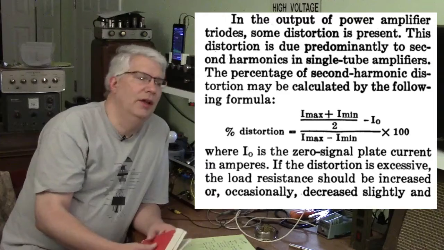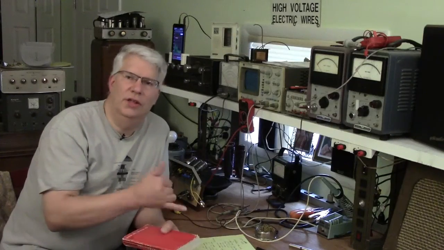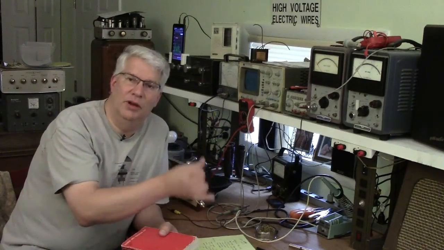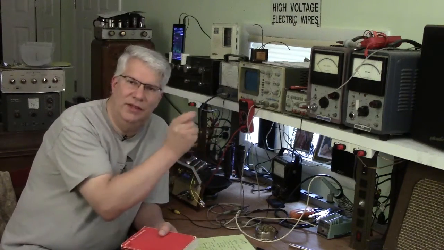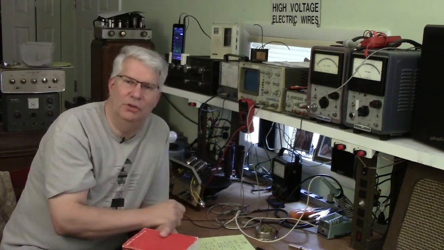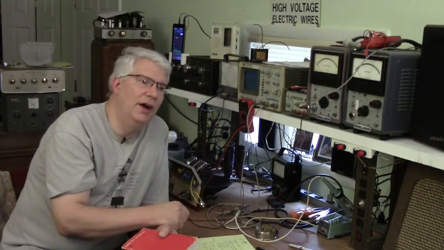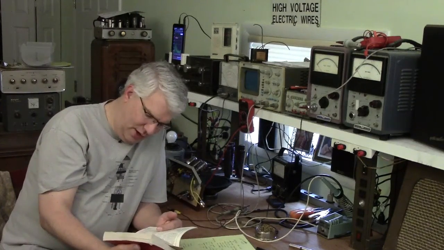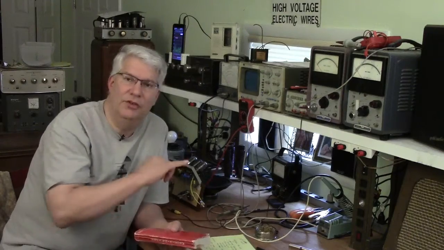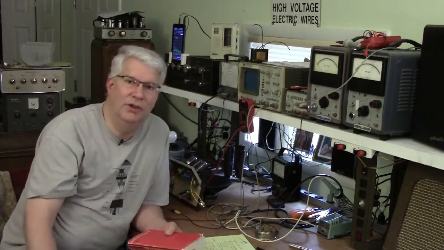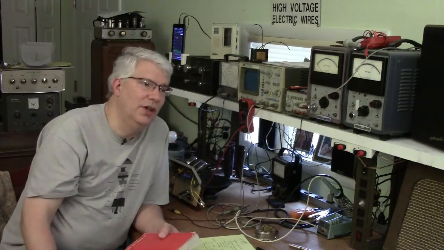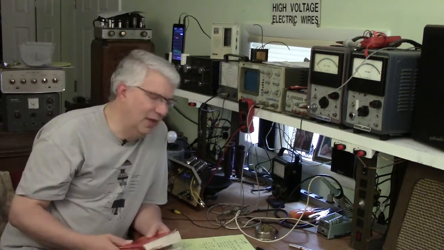your load line, you're going to have a maximum current and a minimum current. You find the average of that, and then you subtract that average from the actual quiescent current, and then you divide that by the difference between the min and max, and then you multiply by 100, and that's your total harmonic distortion. That was kind of simplistic.